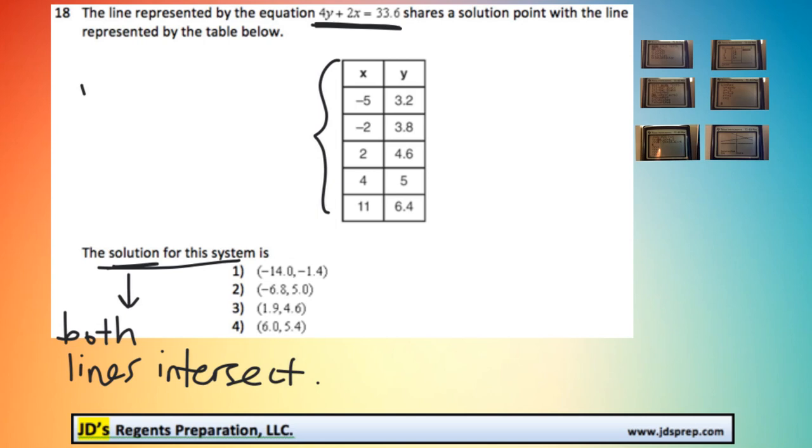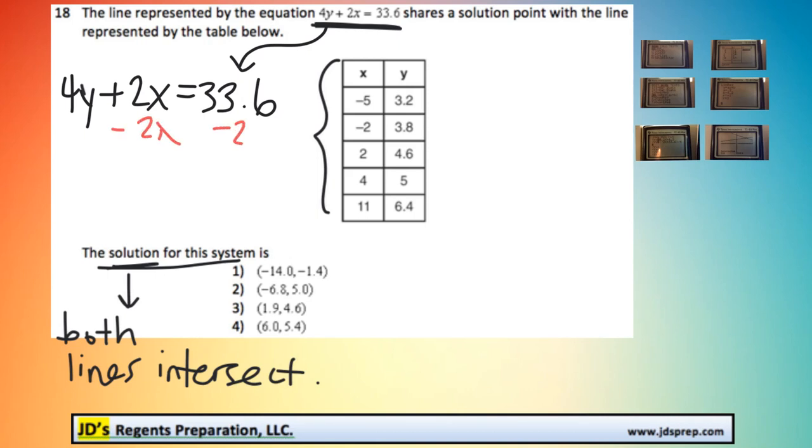Now, in order to graph the first equation that we're given, we're going to need to isolate the variable y. So let's go ahead and do that over here. We've got 4y plus 2x equals 33.6. Our first step to getting y by itself is to subtract 2x from both sides, and that'll make these cancel out. Then we'll be left with 4y equals 33.6 minus 2x.